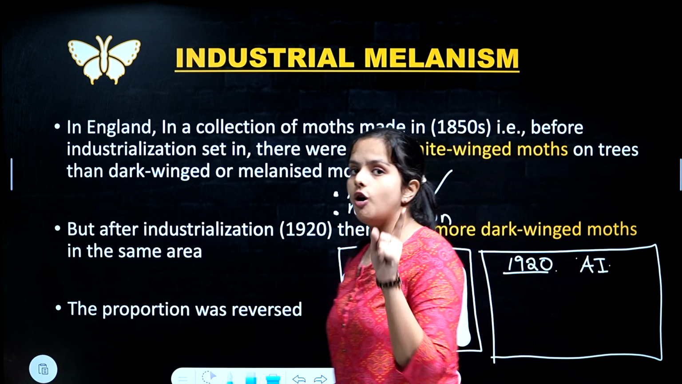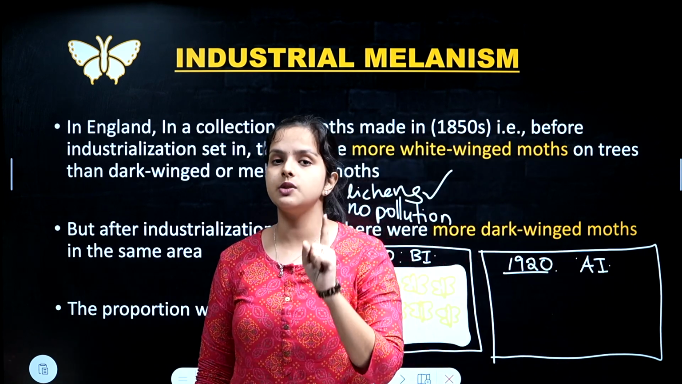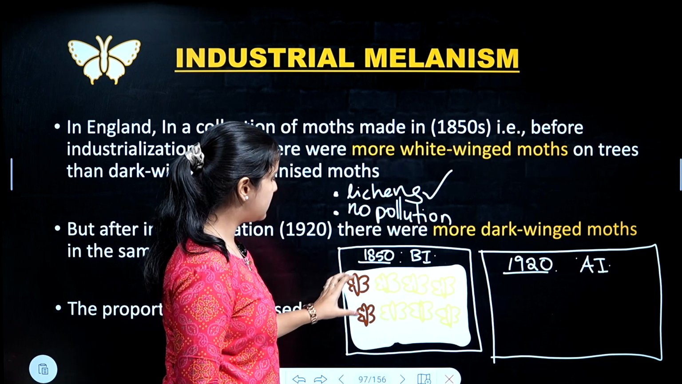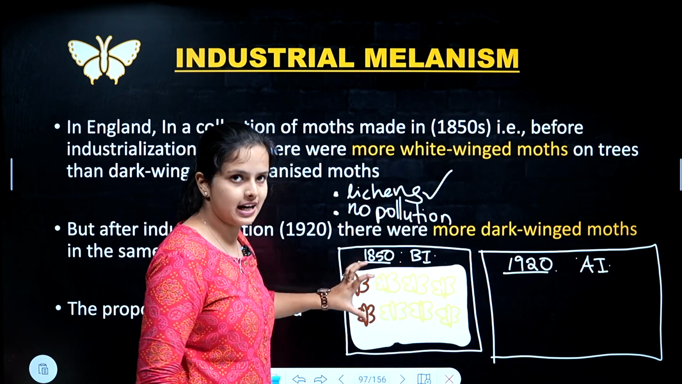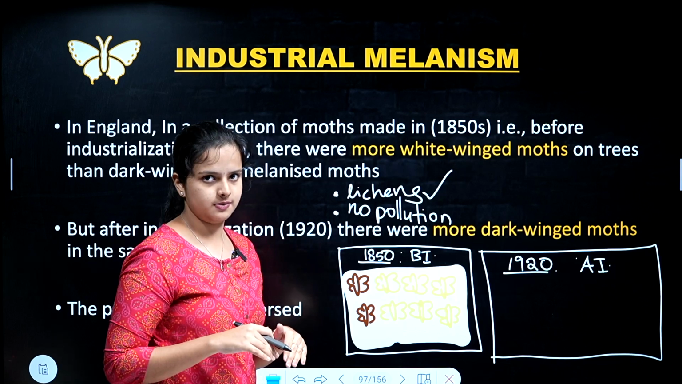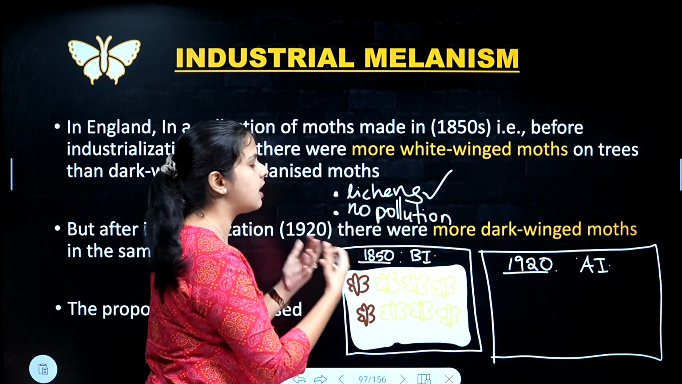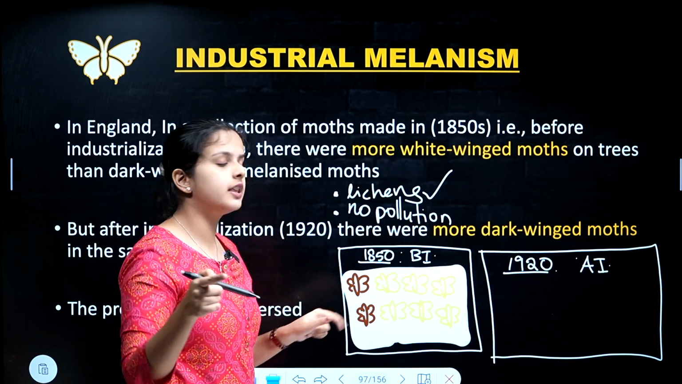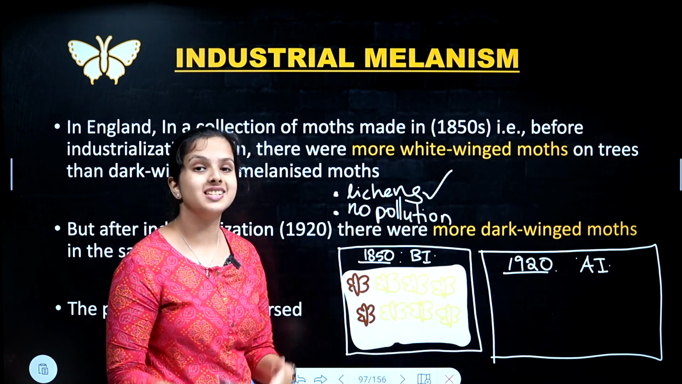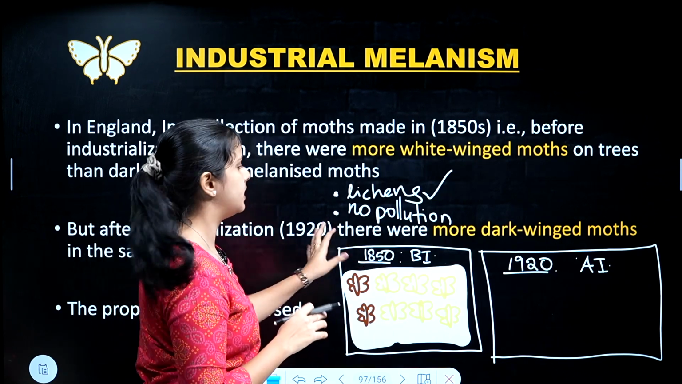What the predator did was, when the predator flew, the predator could see the dark or melanized moths, and hence they kept eating the dark winged moths. As a result, the number of dark winged moths reduced and the number of white winged moths increased. This is what happened in 1850.